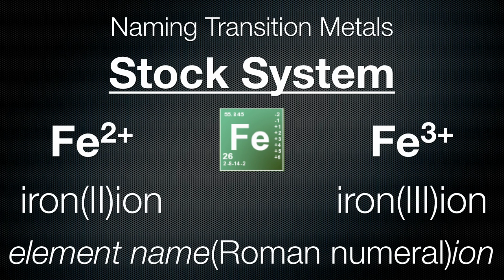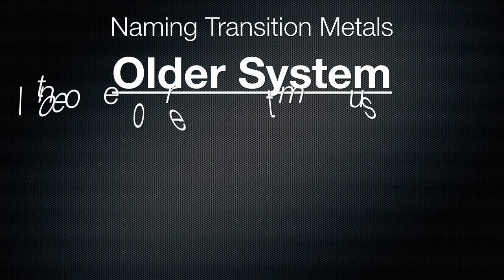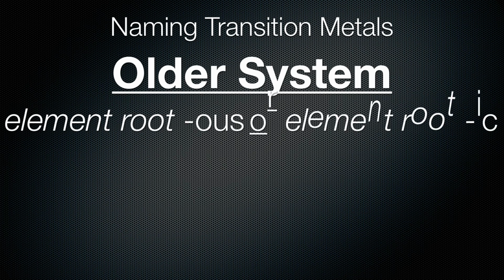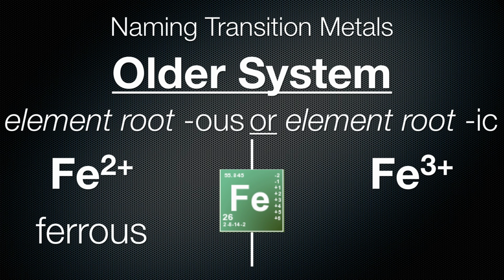The older naming style used the root names of the elements. The suffix -ous was used to denote the cation with the lower of the two charges, while -ic was used to show the higher of the charges. Fe2+ would now be called ferrous because it has a lower charge than Fe3+, ferric.